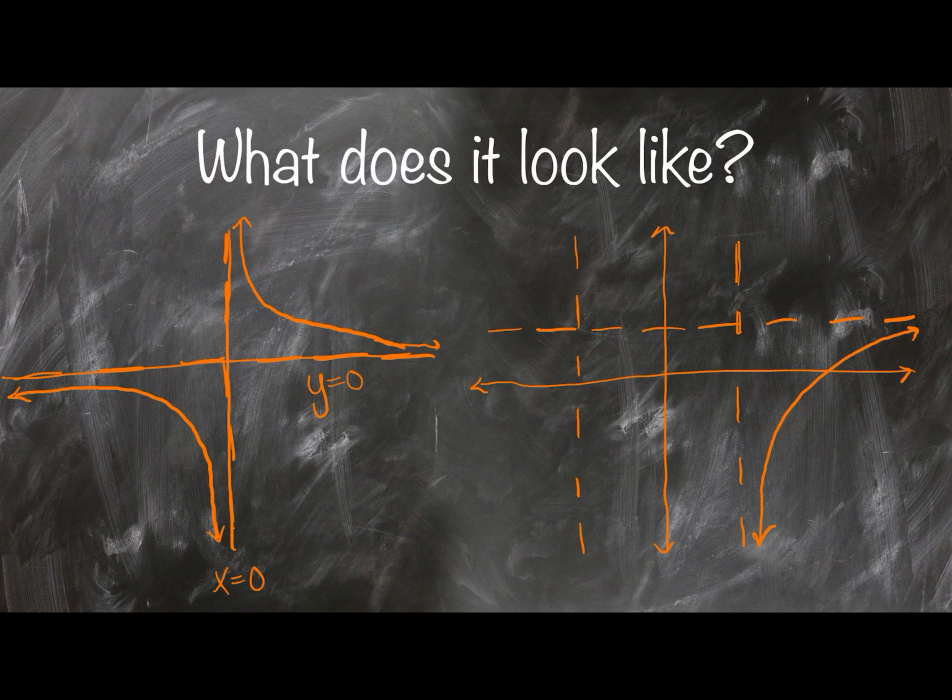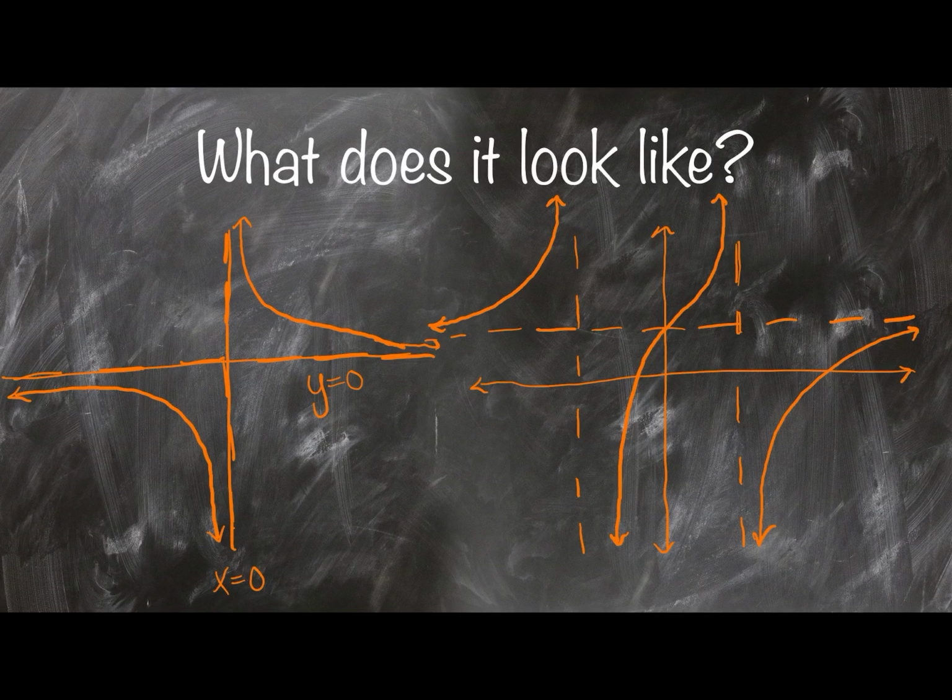Now, once in a while, you will have times where the graph crosses a horizontal asymptote. Maybe it could look something like this. But at the ends of the graph, it will always still approach that horizontal asymptote.